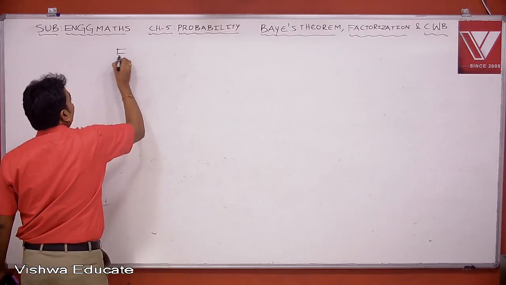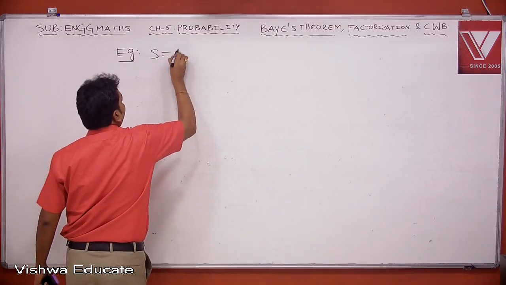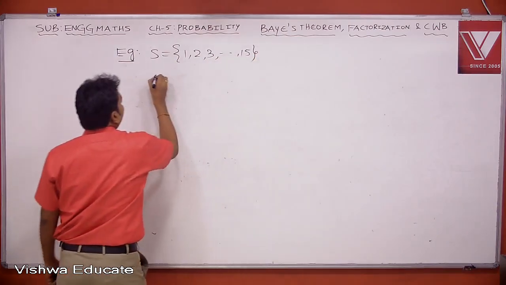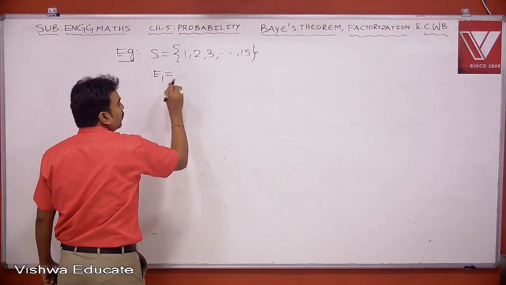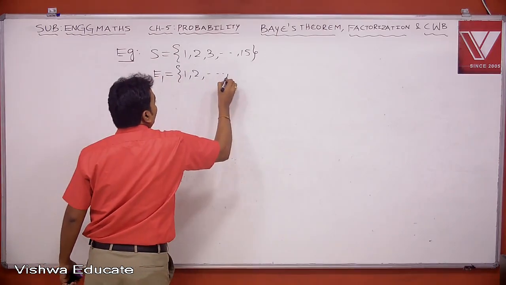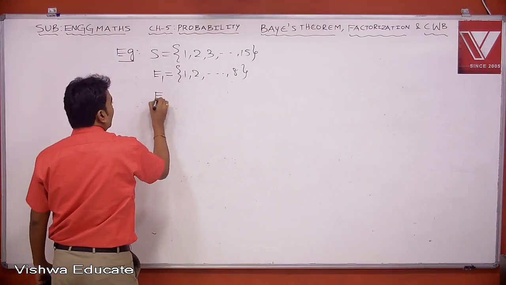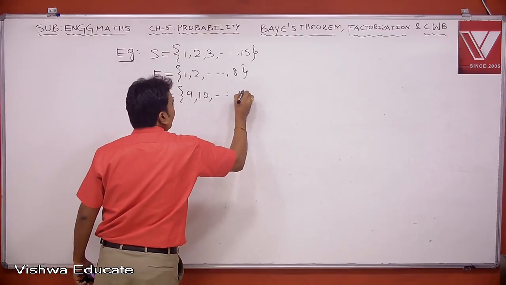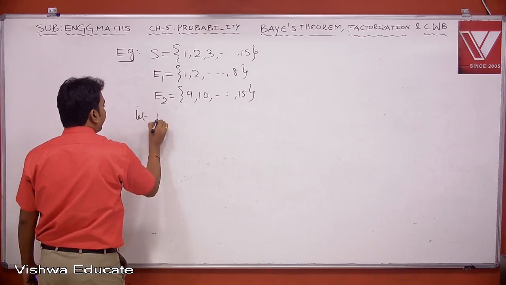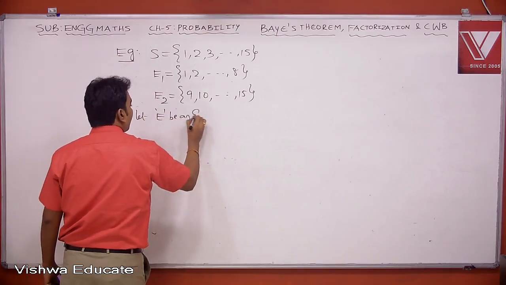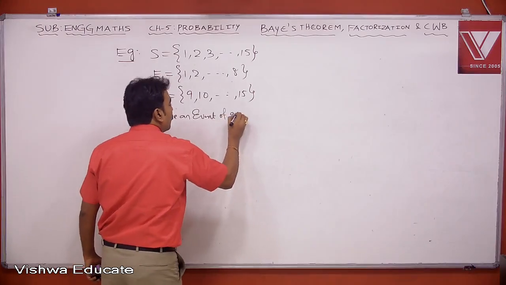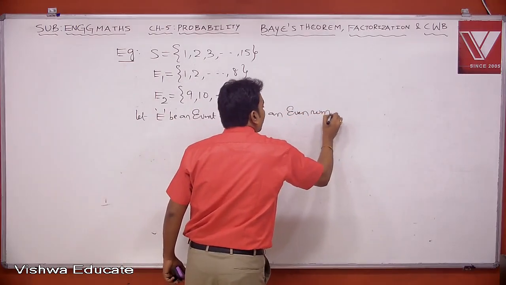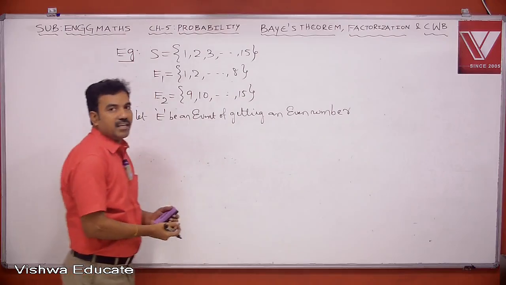Suppose my sample space S is the set of all positive integers from 1 to 15. Divide this into two mutually exclusive events. Let E1 equal 1, 2, 3 and so on up to 8, and E2 equal the remaining elements, from 9 to 15. Let E be the event of getting an even number.